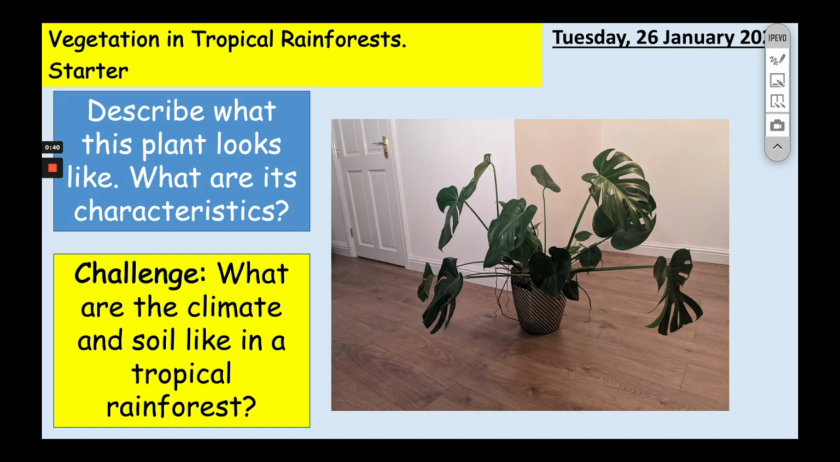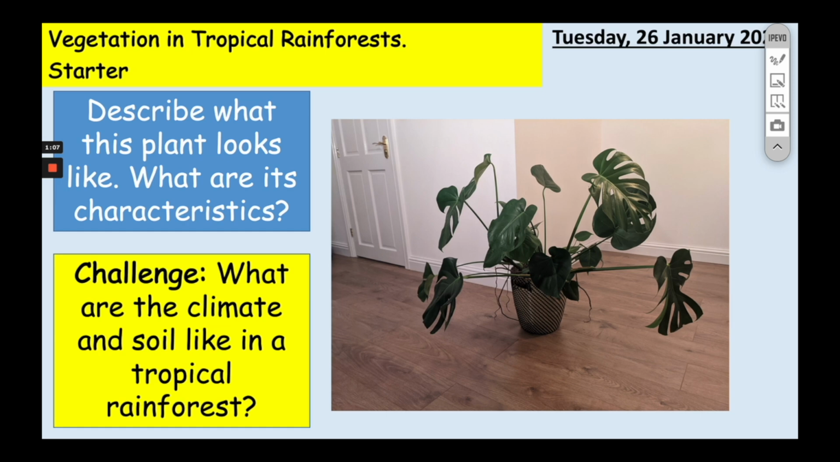And for the starter, what I'd like you to do is describe what this plant looks like and what are its characteristics. So just say what you see. Describe the plant, its shape, its colour, and any features that you can. So what I want you to do is pause this video and spend 60 seconds, no more, just writing a sentence or a short paragraph to describe this plant.